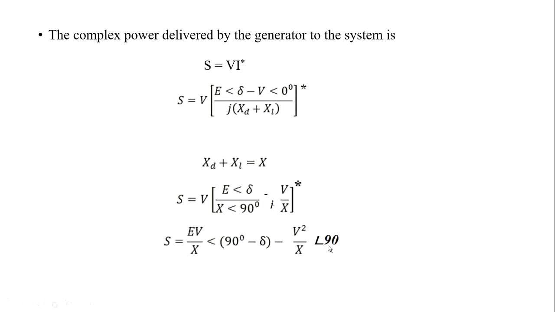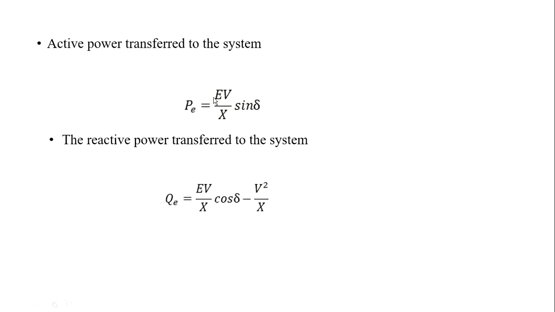So the active power will be equal to EV by X cos 90 minus delta minus V square by X cos 90. We know that cos 90 is 0. So this term becomes 0. So the active power will be equal to EV by X cos 90 minus delta. Cos 90 minus delta is sine delta. So the active power is EV by X sine delta.